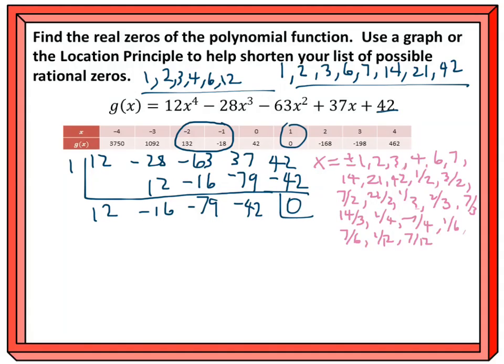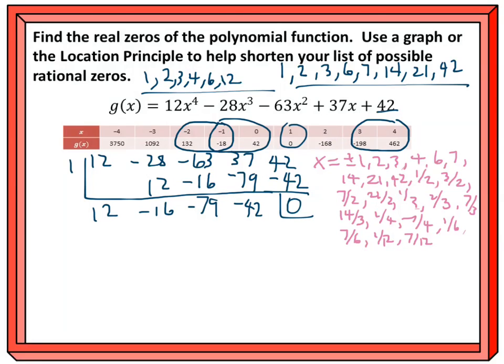It was given to me, and I synthetically divided it out. And let's see, where else might I have 1? In between negative 18 and 42, there's another one. And then the last one is between negative 192 and 462.